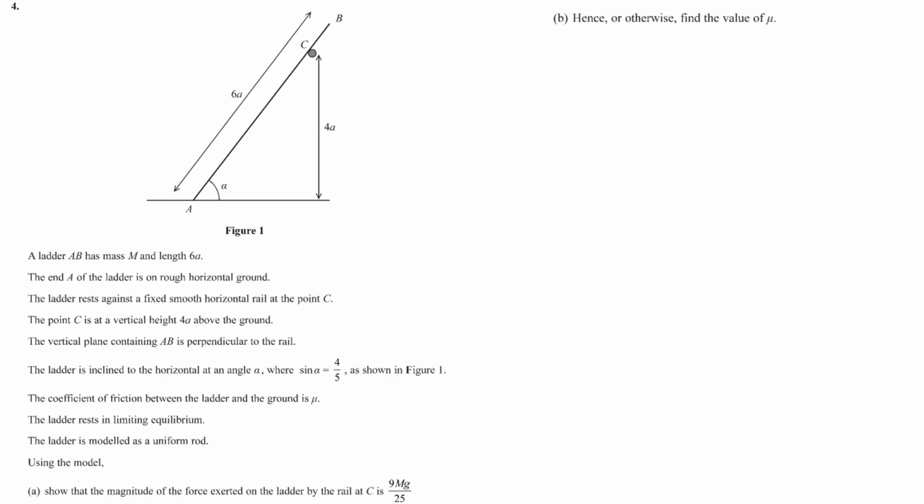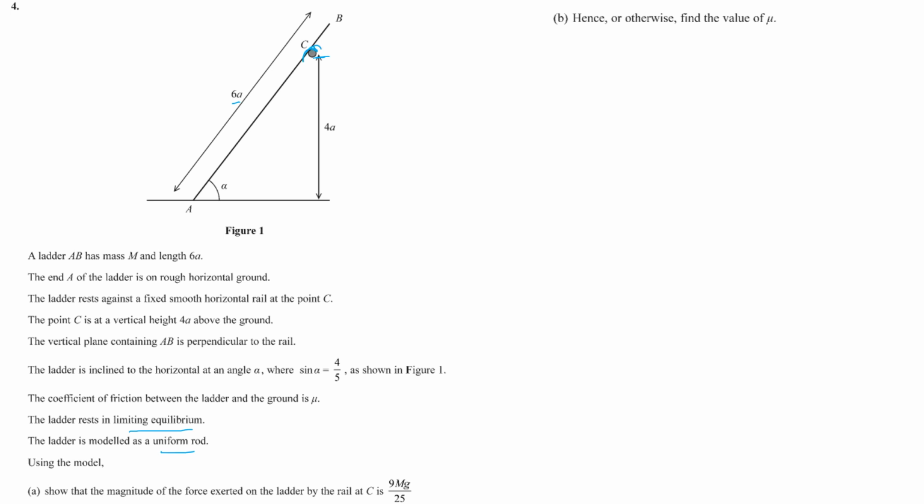Here we have a moments question. We've got a ladder resting in limiting equilibrium, so all the forces are going to be equal and opposite. The ladder is modelled as a uniform rod. The ladder is length 6a and it's resting against a wall that is just 4a high, so we can see we've got an overhang at the top. The ladder is resting against a circular rail.